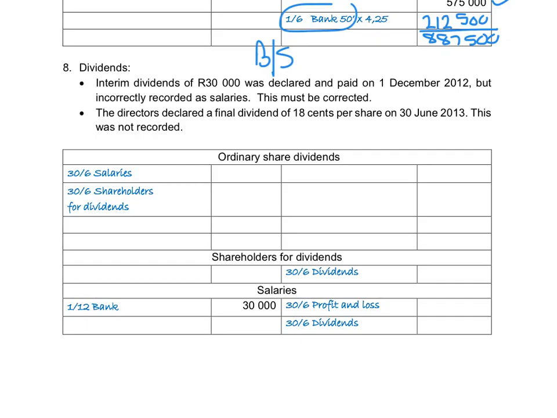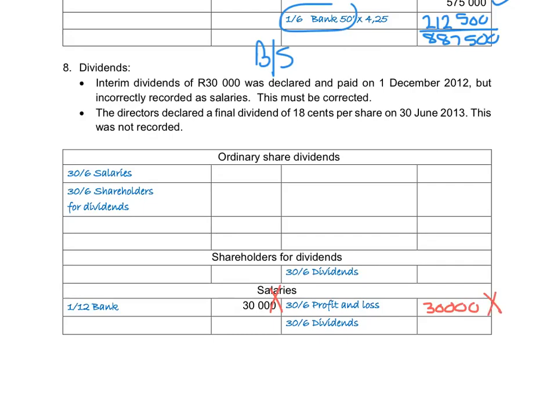Interim dividends of 30,000 was declared and paid on the 1st of December, that's in the middle of the year, but was incorrectly recorded as salaries. So they showed this 30,000 salaries debit, bank credit. This is a mistake. We can't take dividends to my salaries account. What did I do with this 30,000? I incorrectly took it to the profit and loss account.